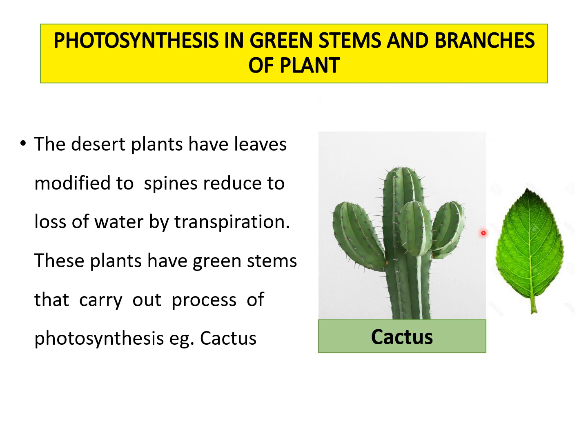Now who will carry out the process of photosynthesis? The stems and the branches of the cactus plant carry out the process of photosynthesis. So we can say that photosynthesis is not only carried out by the leaves, but it is also carried out by the stems and the green branches of some plants, desert plants.